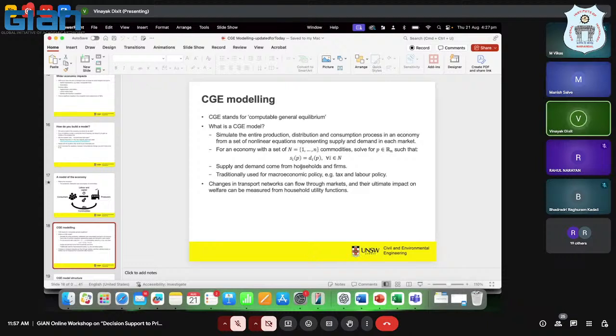So the whole CGE model was initially used for taxes and labor policies, and also around investment decisions across the different sectors. So transport networks basically play an important role in all of this, and that's what we are trying to capture. Okay, any questions?